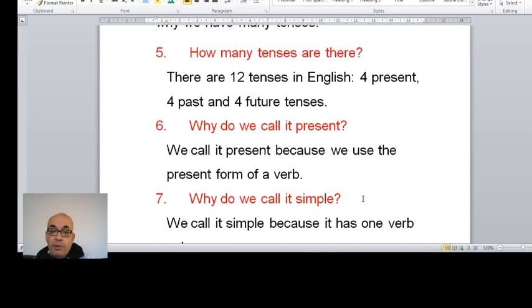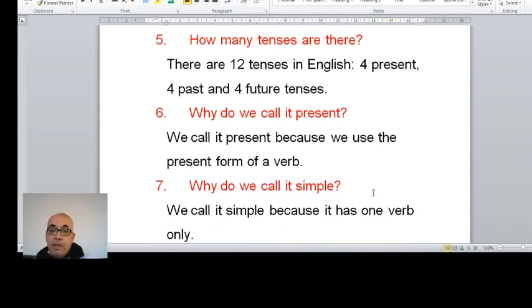Why do we call it simple? We call it simple because it has 1 verb only. So in English, we have 12 tenses. Two tenses use one verb. The present simple tense uses one verb, and the past simple tense uses one verb. And then the other 10 tenses, they use two verbs or more than two verbs. So again, I repeat, why do we call it simple? We call it simple because it has one verb only. Remember this.